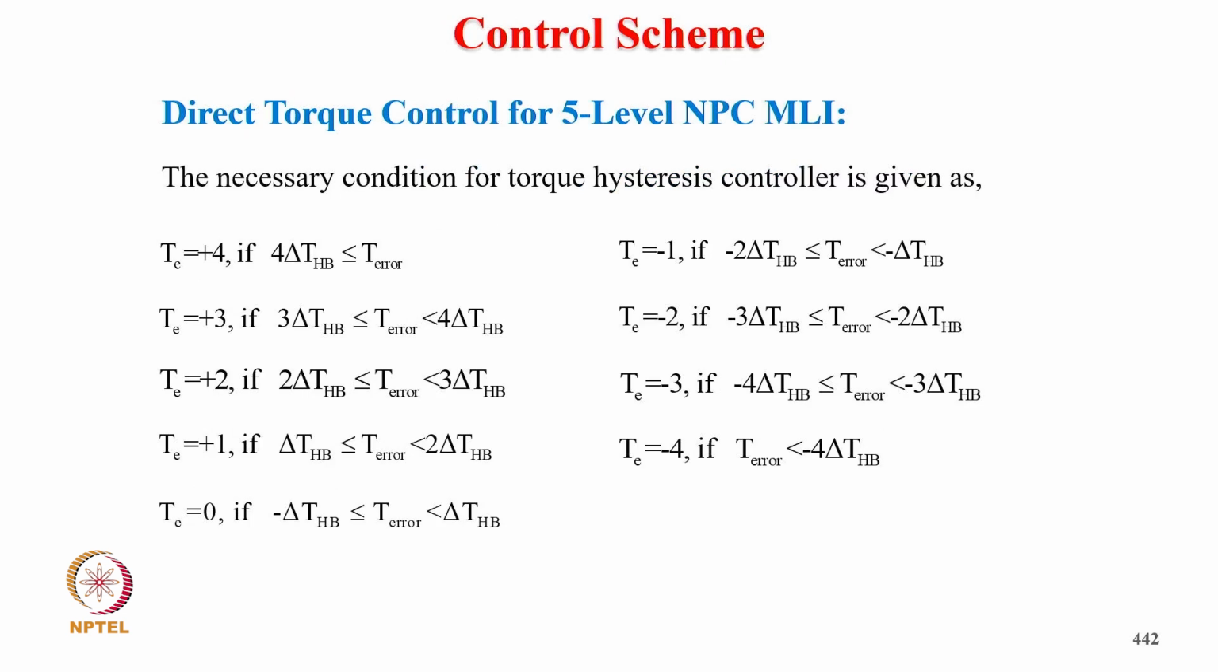So coming to direct torque control 5 level neutral point capacitor, the necessary condition for torque state control is T equal to plus 4 if TRL is less than 4 delta TB. T equal to 3 if TRL is between 3 delta TB and 4 delta TB, and T equal to plus 2 if TRL is between 2 delta TB and 3 delta TB, and T equal to plus 1 if TRL is between delta TB and 2 delta TB.